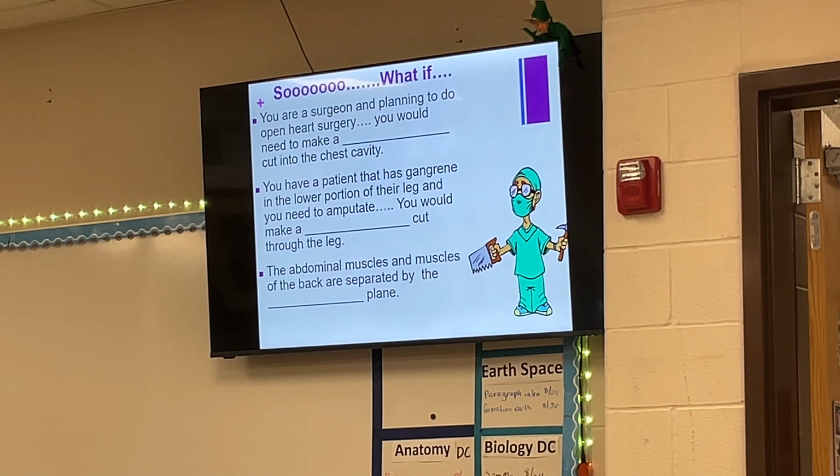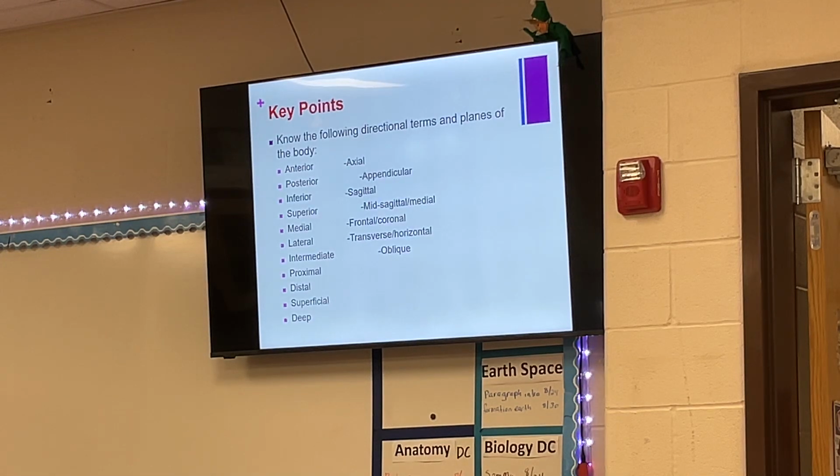The abdominal muscles and muscles of the back are separated by the blank plane. Frontal or coronal? That's into anterior. Frontal or coronal? Okay, good. All right, that's enough terms for you for today.